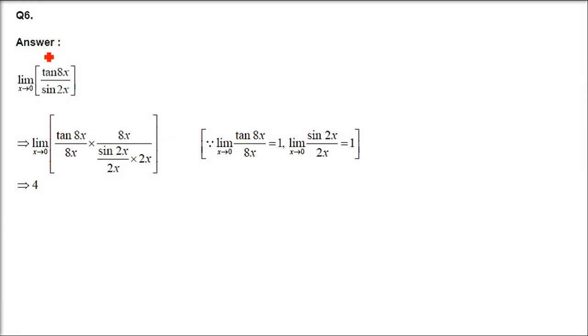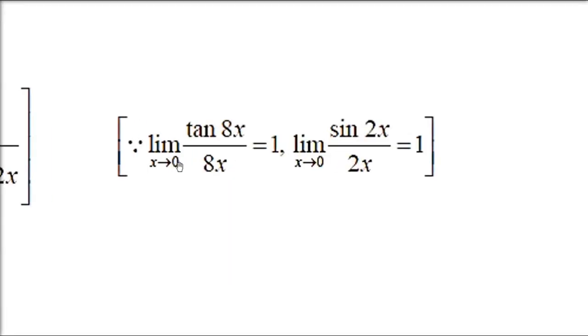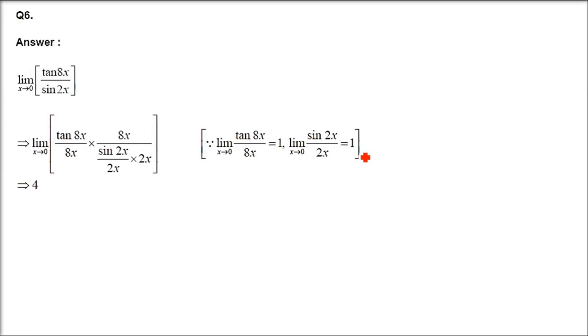Question number 6 it is. So we have limit x tends to 0, tan 8x by sin 2x. So first thing is, what is tan theta by theta? Limit x tends to 0, tan theta by theta is 1. Limit x tends to 0, sin theta by theta is 1. Okay. So sin theta by theta we have already seen. Here you have to apply tan theta by theta equals 1. So we'll apply both of these here.